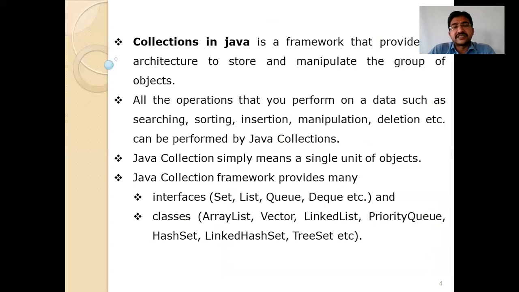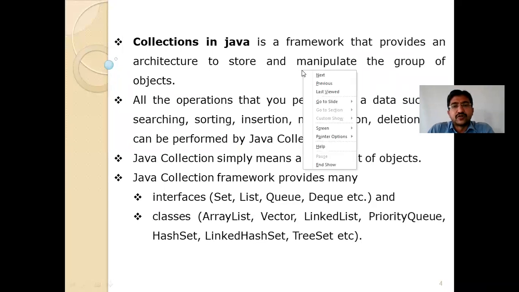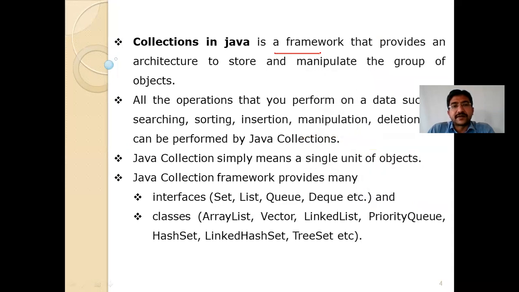Okay, so Collections in Java is a framework. It is a framework that provides an architecture to store and manipulate a group of objects. Architecture is nothing but a way to reach a particular task. So the purpose of these collections is to store and manipulate a group of objects.